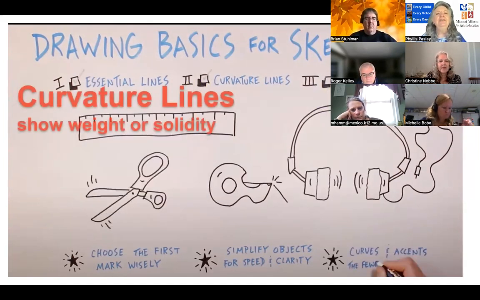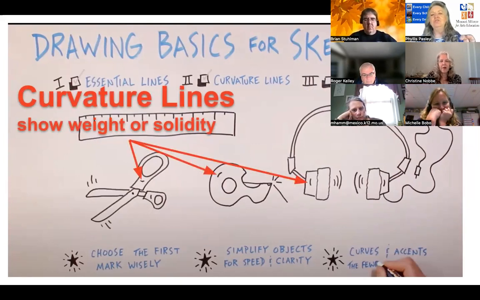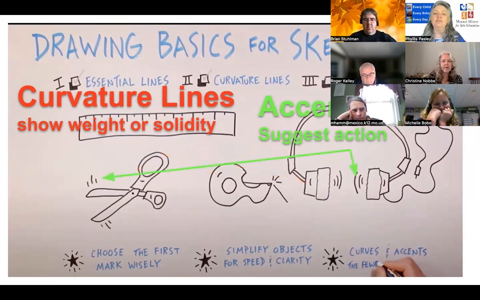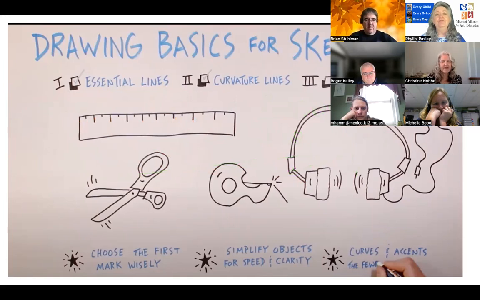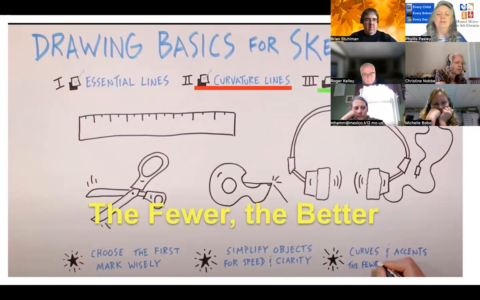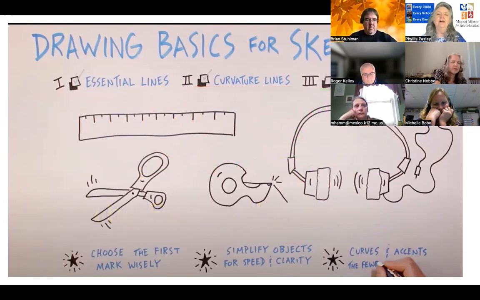So finally, the curvature lines and the accent lines are used sparingly, and they add just a suggestion of weight or solidity. I don't know, being solid. That's what I meant to say. And then the accent lines showing an action. And the final bit of wisdom that he shared with us was, for both curvature lines and the accent lines, the fewer lines, the better for the most effective line drawings of objects.